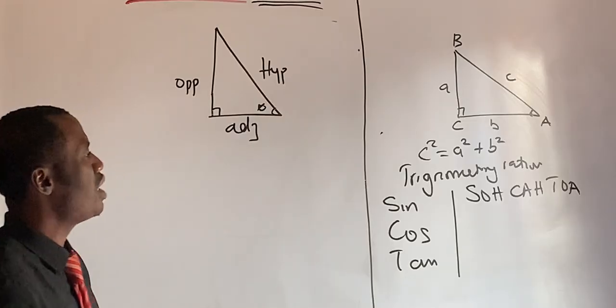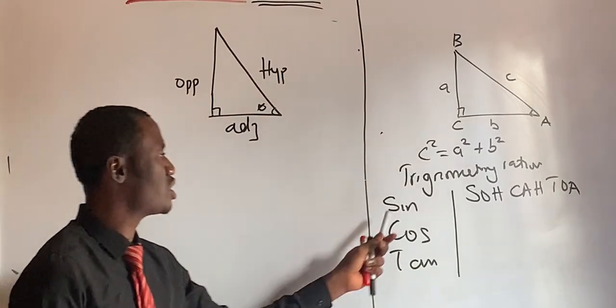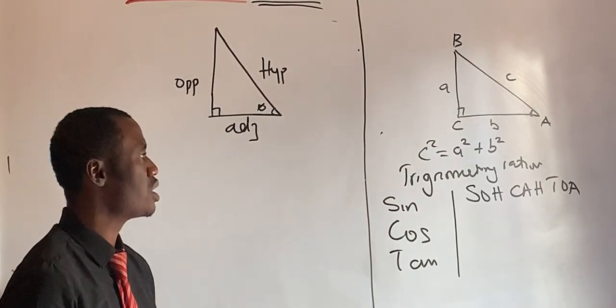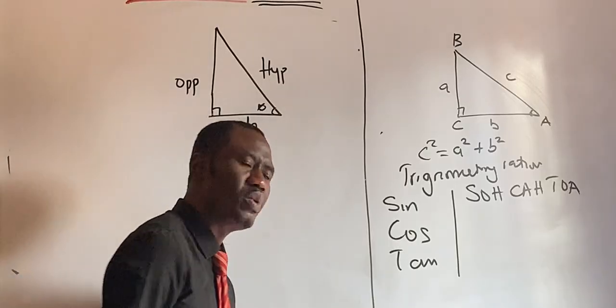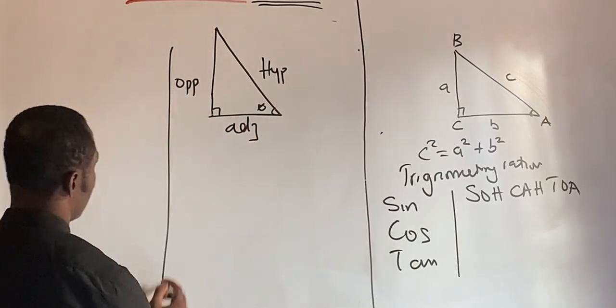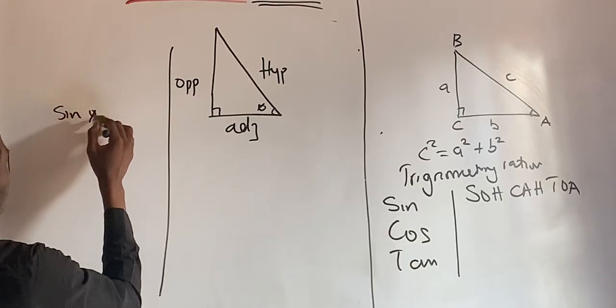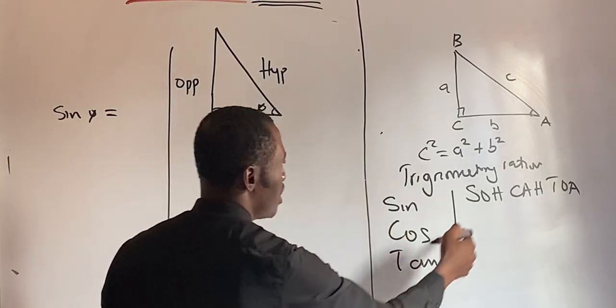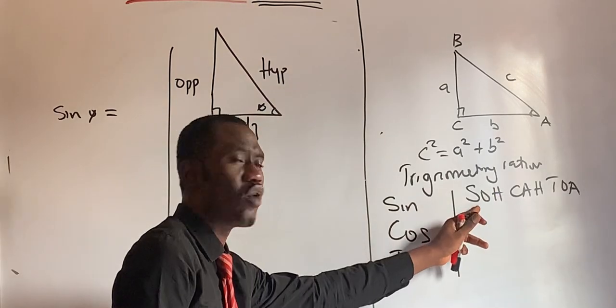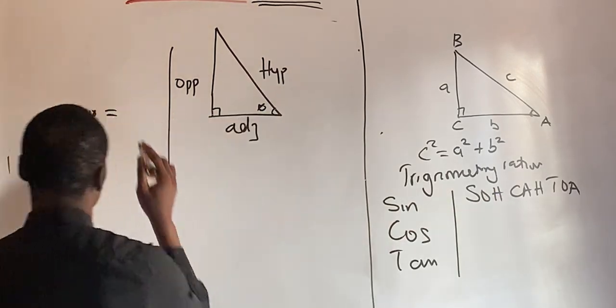Now, having the knowledge of SOHCAHTOA, we can resolve for sine, we can resolve for cos, we can resolve for tan. Now, let's do it on the board. We have sine theta. Sine theta will be opposite over hypotenuse. O for opposite, H for hypotenuse.